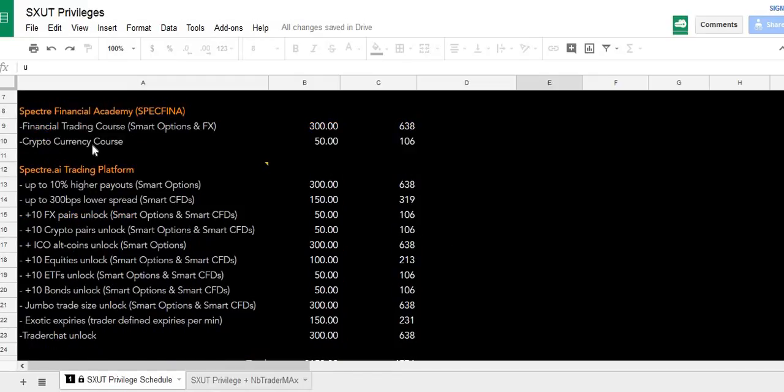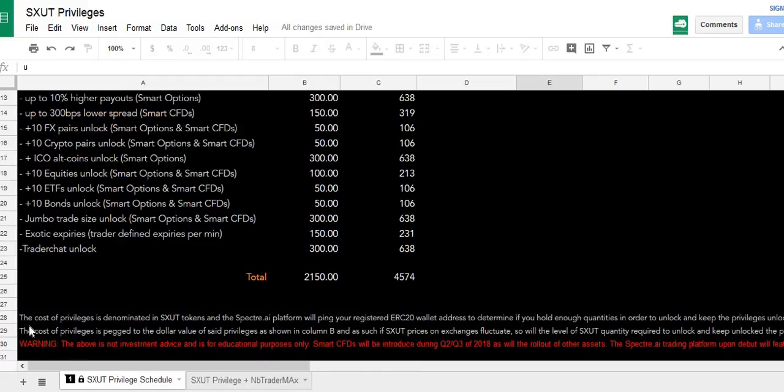So again, you get the cryptocurrency trading course, and then these are some of the benefits that you get if you are going to be trading. So you're getting up to a 10% higher payout. Well, that's pretty exciting. 10% more payout, that's pretty strong. 300 BPS lower spread. You're going to get 10 extra FX pairs. You're going to get 10 crypto pairs unlocked. You're going to get an ICO altcoin unlock. You're going to get 10 equities unlock, 10 ETFs unlock, 10 bonds unlock, jumbo trade size, exotic expiries, and then a trader chat unlock. Excuse me.